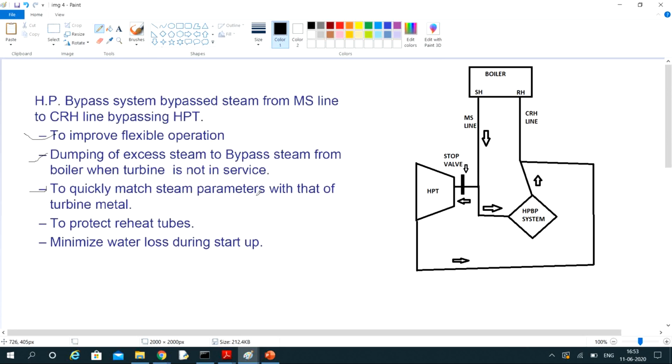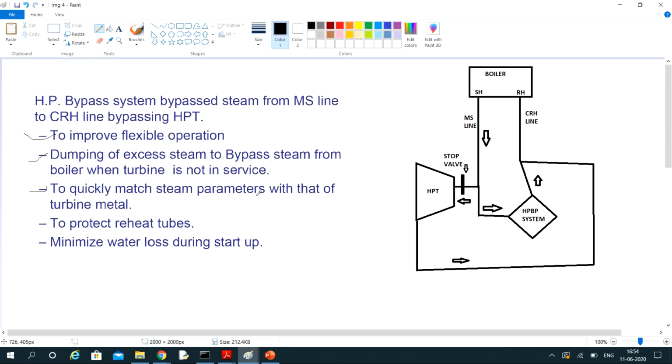The temperature doesn't come easily, and the pressure also. So when the boiler is lighted up, the pressure of the superheater steam increases. By giving a flow to the steam, we increase the superheater temperature. Also by dumping the steam which has high silica, we get the required steam parameters. So there is a dumping of steam required to attain the parameters. That's why we need HP bypass.